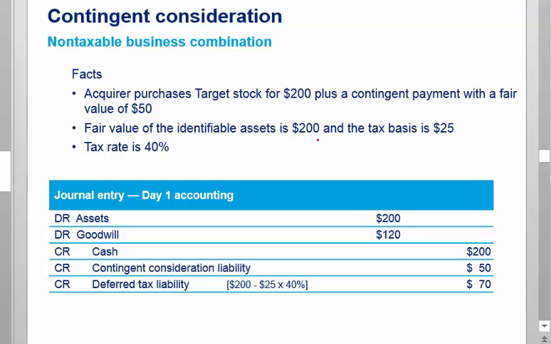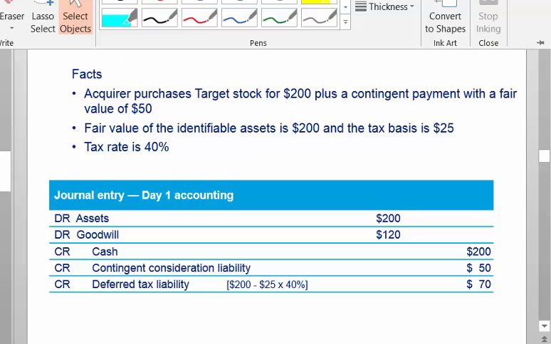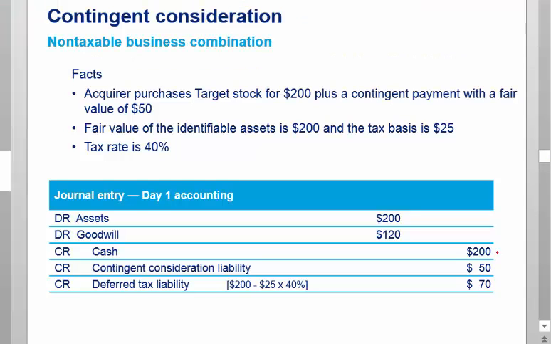Fair value of the identifiable assets is 200, and the tax basis is 25. Okay, so they book their opening entry by crediting cash 200 for what we knew we had to pay, plus accruing another 50 as a liability. That's our total purchase price. We said the fair value of the assets was 200, and now the rest is up to us.